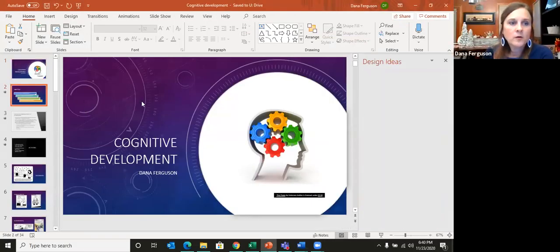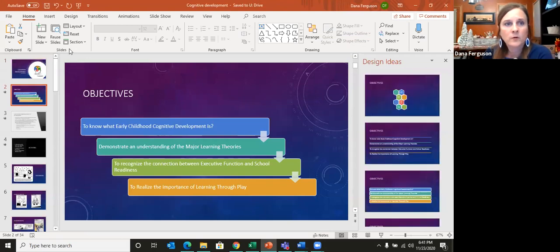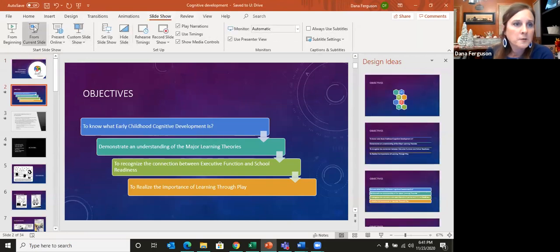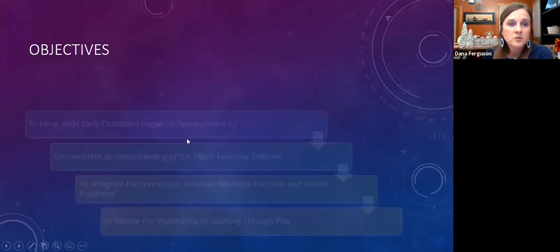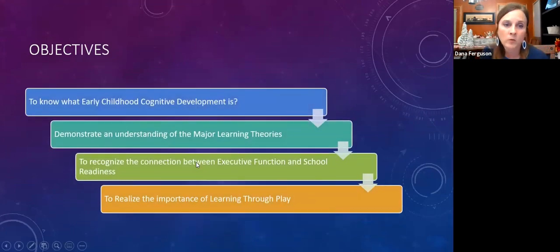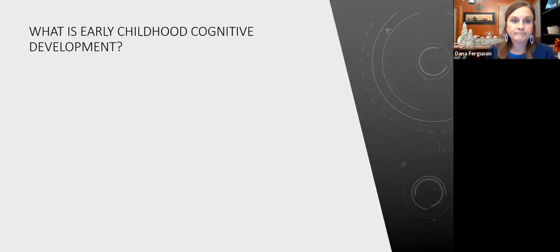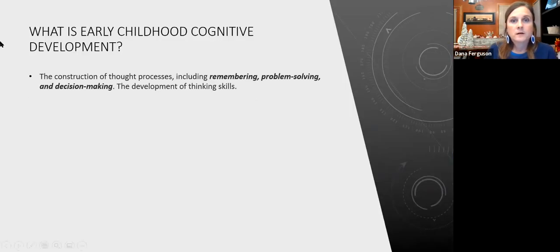Okay, so when we talk about cognitive development tonight, well, the objectives. Let's just talk about them. So the objectives are to know what early childhood cognitive development is, and then to demonstrate an understanding of the major learning theories, to recognize the connection between executive function and school readiness. We may not get to that really a lot tonight. And then to realize the importance of learning through play.